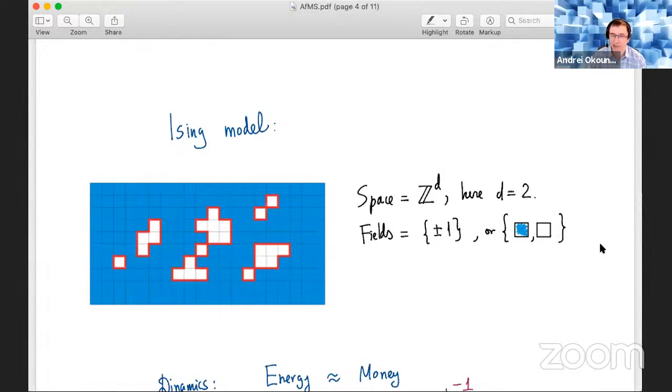So you can think of this as a model of many different things: a model of magnetism, or maybe crystallization, with some sites being occupied or not. This could also be some kind of discrete model for an interface between two phases of some matter. And so this is the state. A state of the Ising model is some measure on configurations of these white and blue boxes, or, right, spins up, spin down.